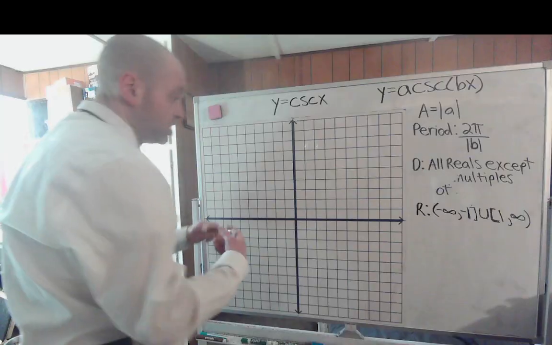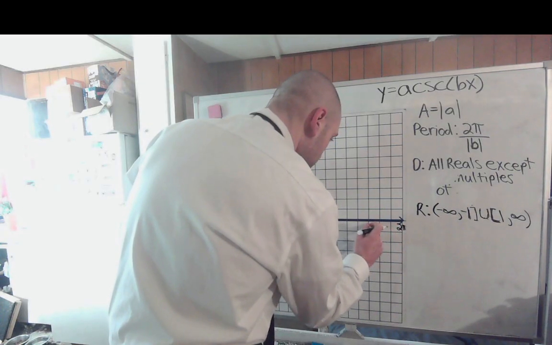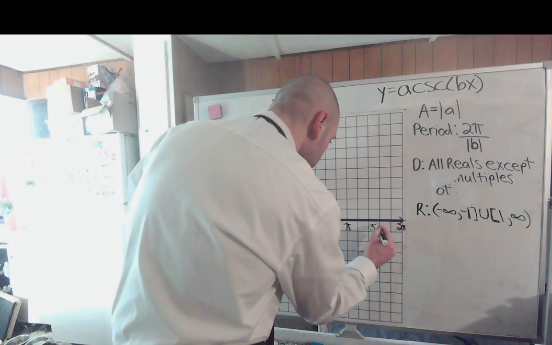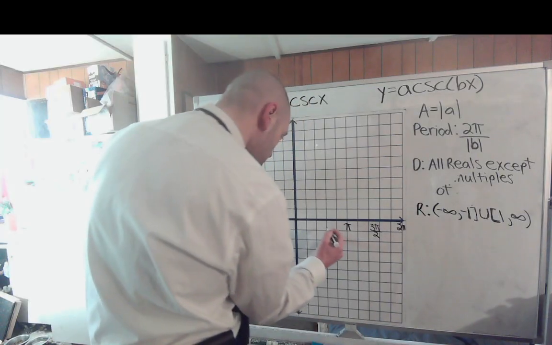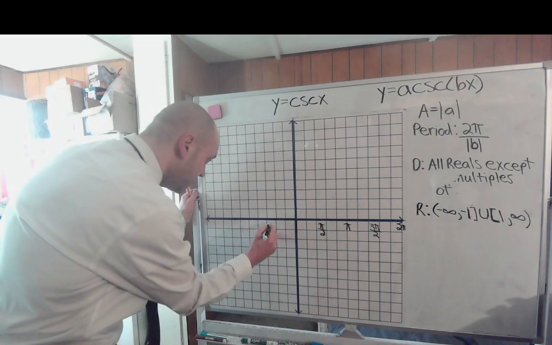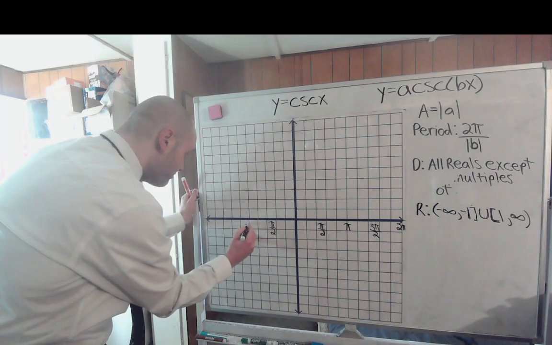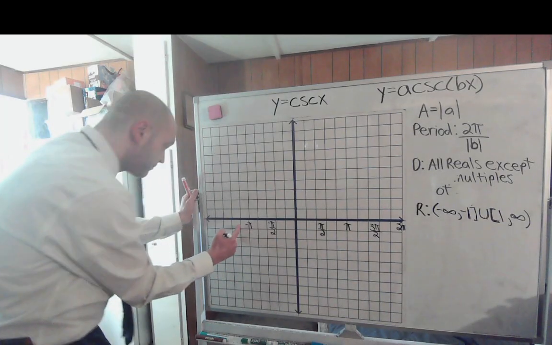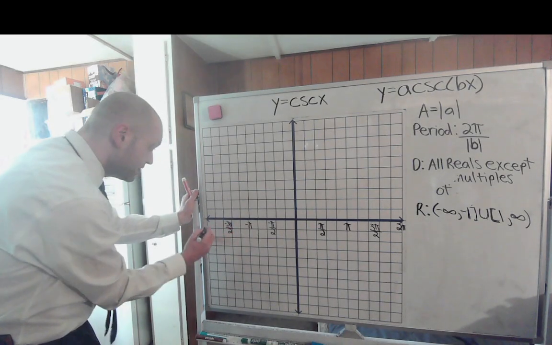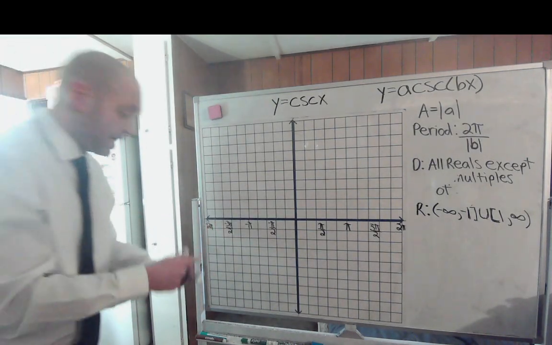Let's plot the pi points again. Let's do 2 pi. Here's pi. 3 pi over 2. Pi over 2. Of course 0. Negative pi over 2. Negative pi. Negative 3 pi over 2. And then negative 2 pi. Alright, so we have our x points plotted.